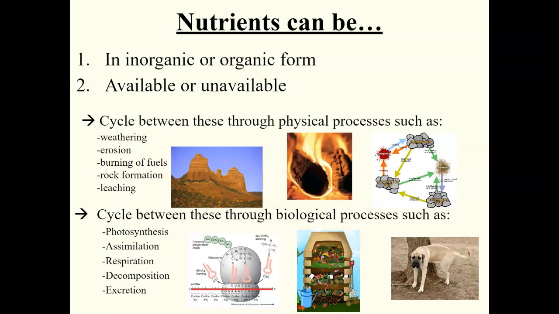Biological processes would include photosynthesis and cell respiration. We've already talked about this extensively and how that relates to certain nutrients like carbon, oxygen, things like that. Assimilation is the uptake or usage of nutrients. For example, plants will uptake or assimilate nitrogen from the soil. Decomposition is when decomposers break them down and return nutrients to the soil. This is going to be a huge part of nutrient cycling. And then excretion is when waste is eliminated by organisms.